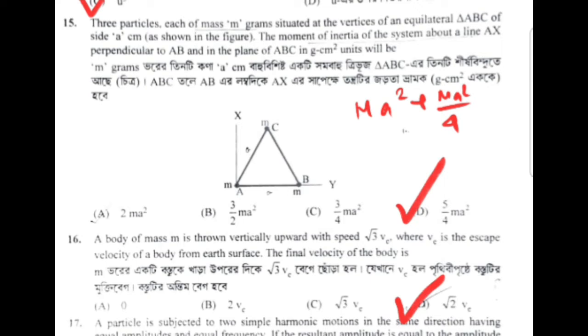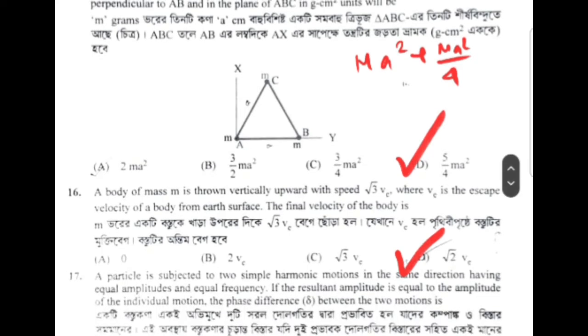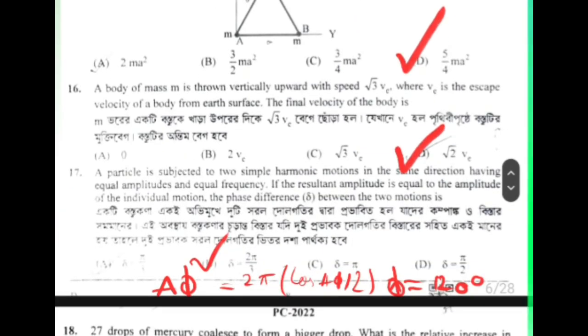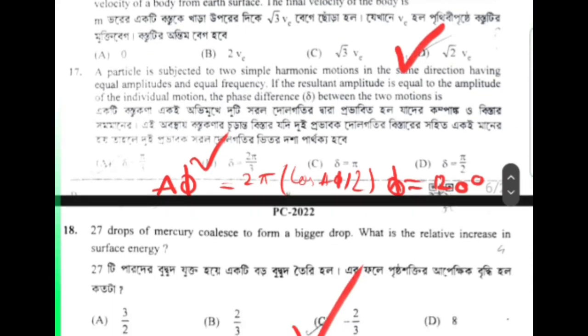Question number 17. A particle is subjected to two simple harmonic motions in the same direction, having equal amplitude and equal frequency. The resultant amplitude is equal to the amplitude of the individual motion. The phase difference between the motions is, we'll get, psi equal to 120 degrees, that is equal to 2 pi by 3, option 2.